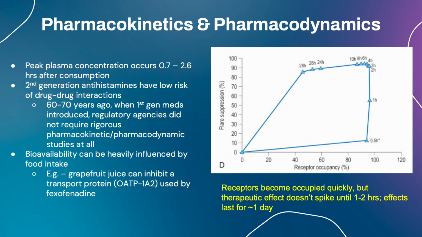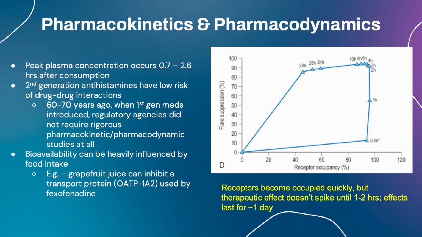Around half an hour, most of your antihistamine receptors are going to be blocked by the antihistamine. However, what's interesting is that at that high rate of suppression, or occupancy, you only get maybe 10-15% flare suppression, which is basically nothing. But if you just wait another 30 minutes, another hour, the receptor occupancy stays roughly the same, around 90-95%, but we're skyrocketing to upwards of 80-90% flare suppression.